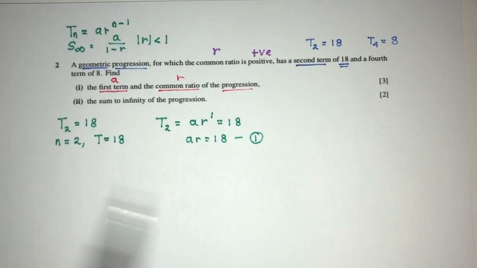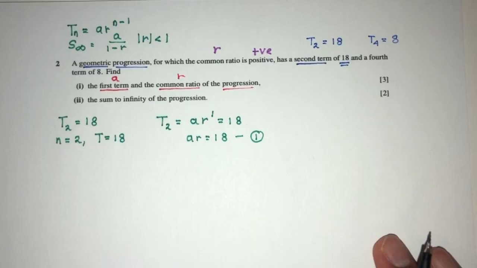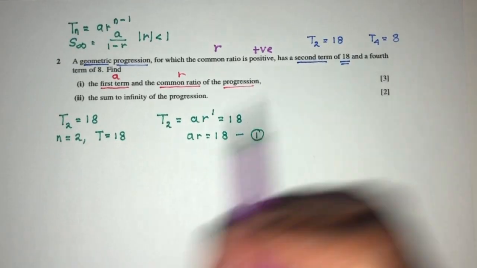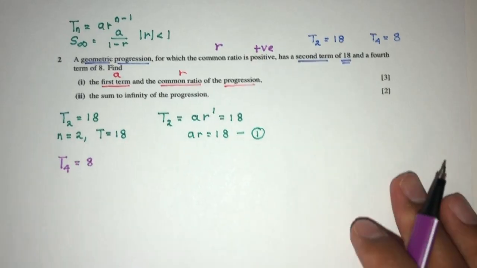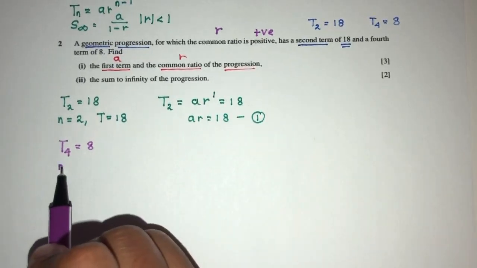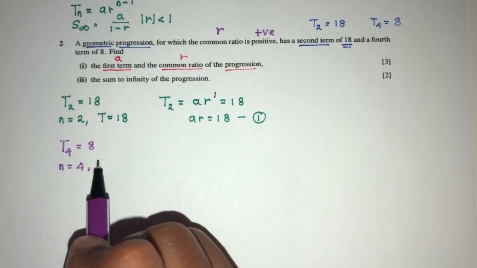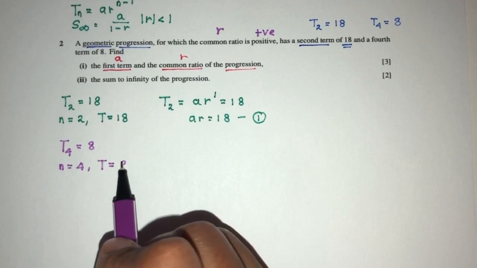Now moving on to part 2, what do we have? Same thing, a fourth term is 8. So t4 is equal to 8. Great. When the value of n is equal to 4, the value of t is equal to the value of 8.